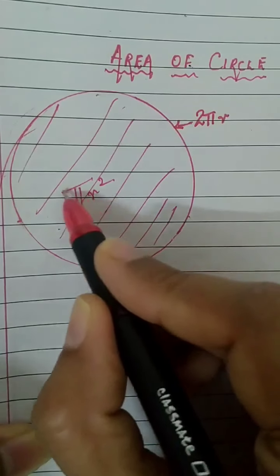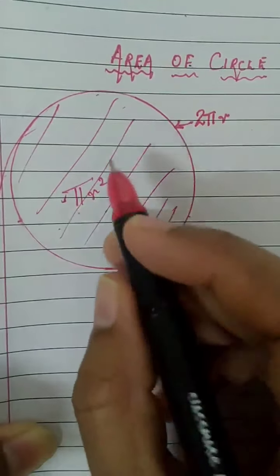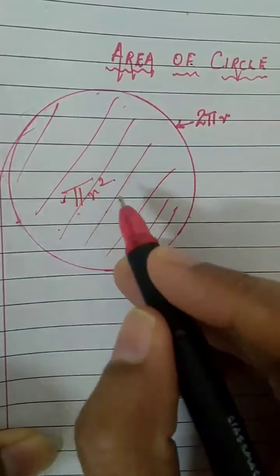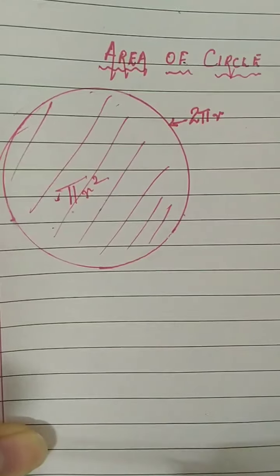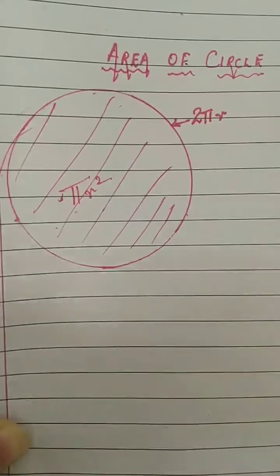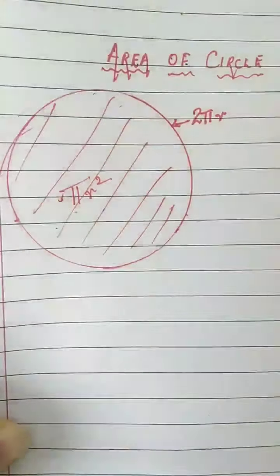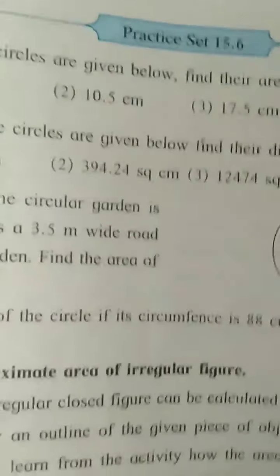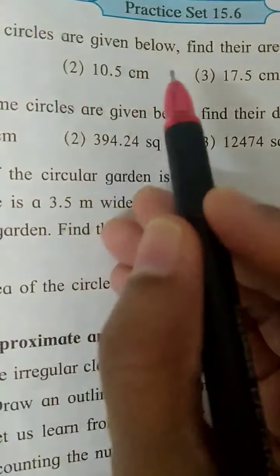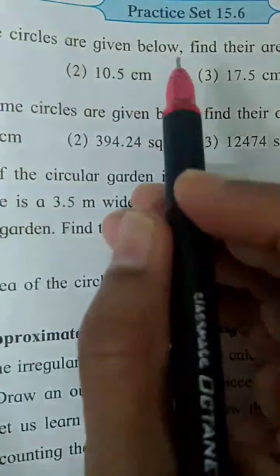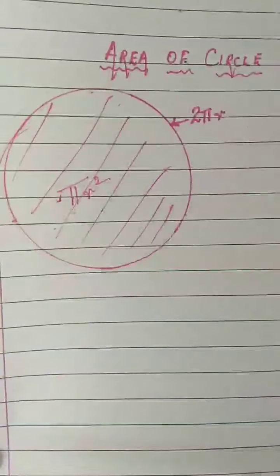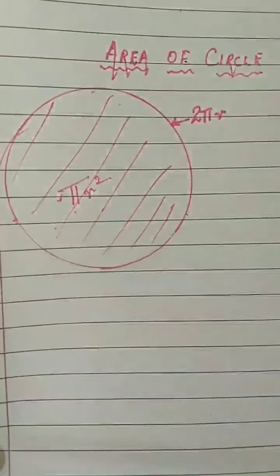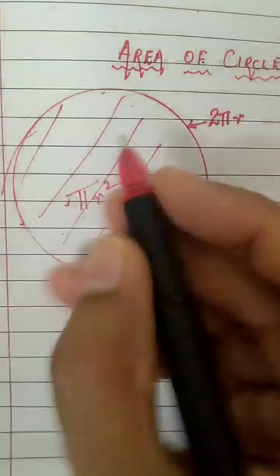If the radius is given, we can find out the area. Or if area is given, we can find out the radius. Let us start with practice set 15.6. Practice set 15.6 says that radii of circles are given below. Radius is given. Find their area. So radius is given, we will find the area. Let's start with the first sum.